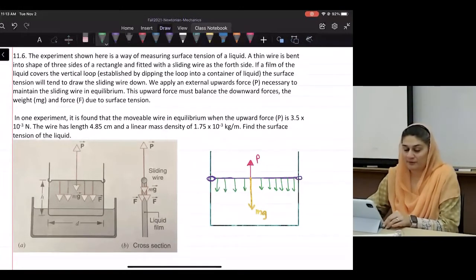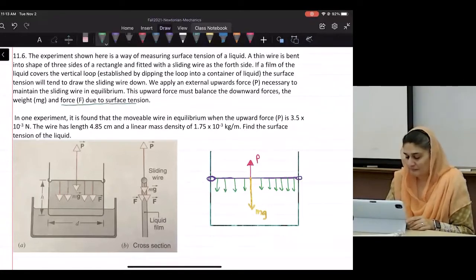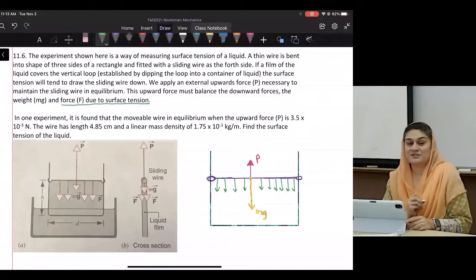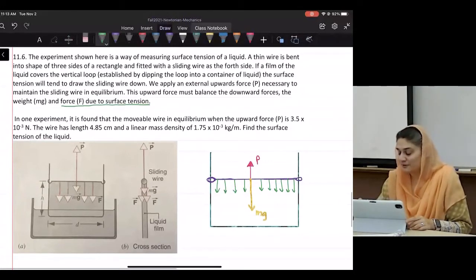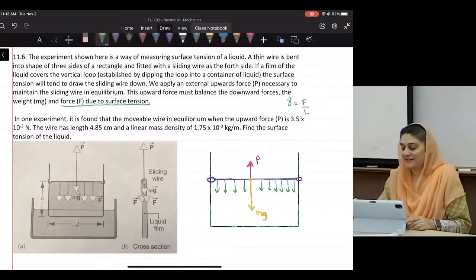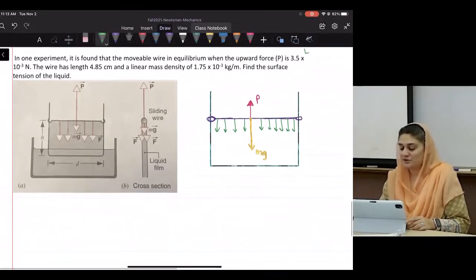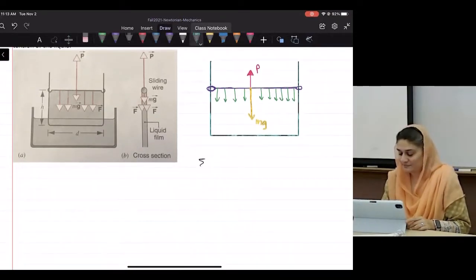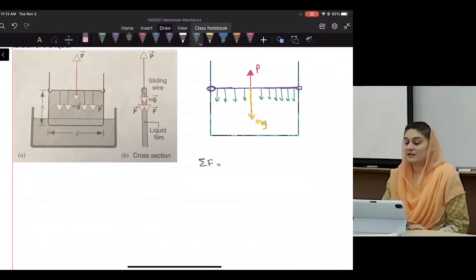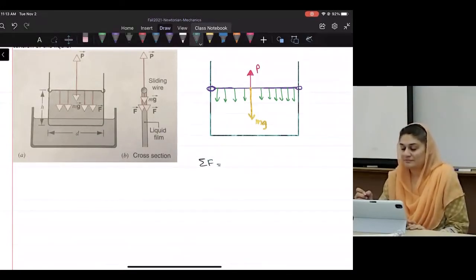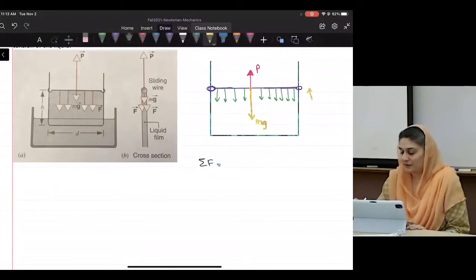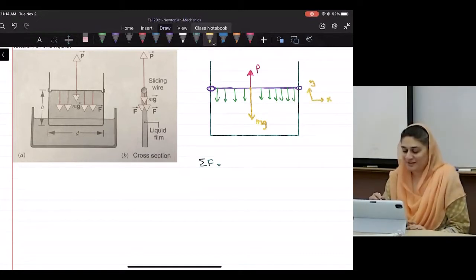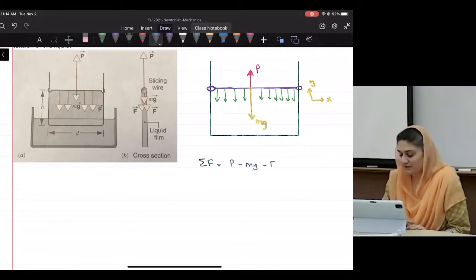So which force are we looking for? P. That will help us find surface tension, right? So remember our formula for gamma was force per unit length. That's the force we're looking for. So as always, where should we start? Our favorite place. Sigma F equals, pick a direction, guys. Okay, done. X and Y. Okay, so that means sigma F will be P up minus mg minus F.